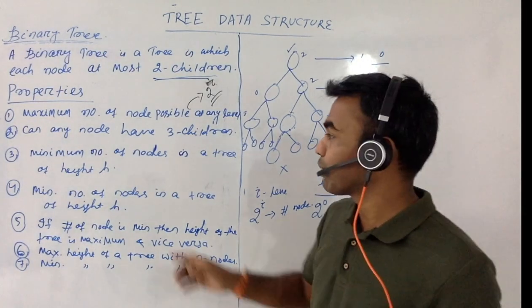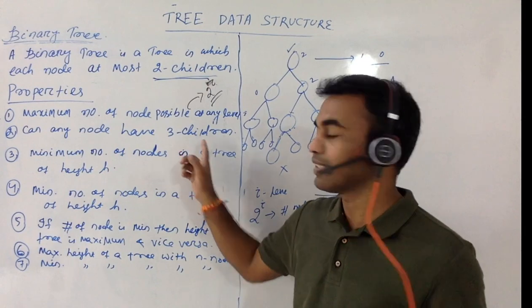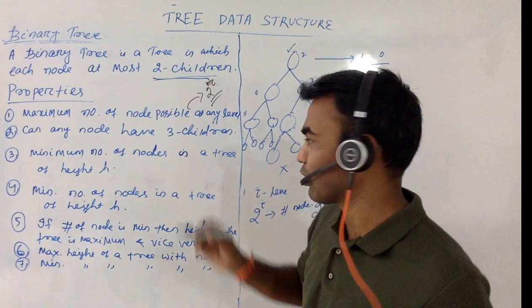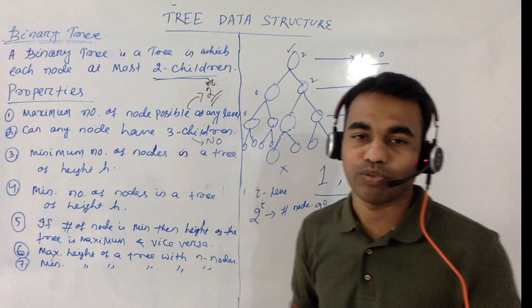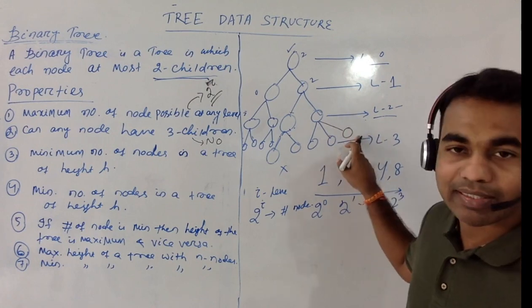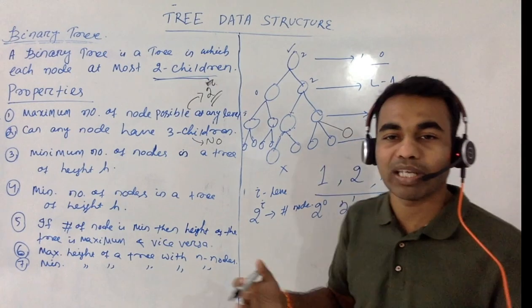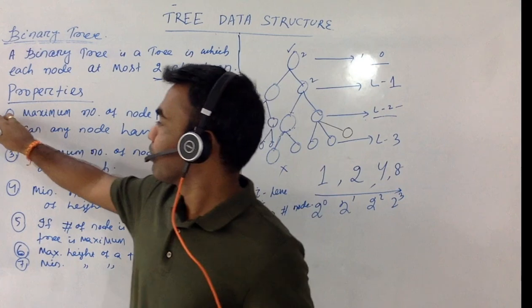Now let's jump into question number 2. Can any node have three children in a binary tree? This is a very simple answer. The answer is no, because it is a binary tree. Any node cannot have three children. If you add three children to any particular node, then it is no more a binary tree. So that is the explanation. Okay, so number 1 and number 2 are done.